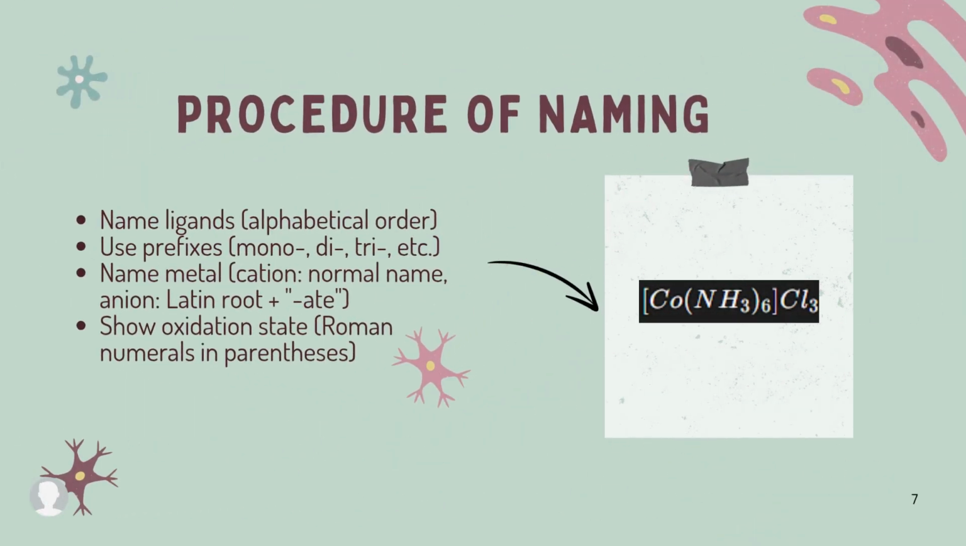When naming a coordination compound, follow the standard sequence. First, name all ligands in alphabetical order regardless of their charge or quantity. Next, add prefixes to indicate how many of each ligand are present, like mono, di, tri, tetra, and so on. Then, name the metal atom. If the complex ion is a cation, use the normal name of the metal. If the complex ion is an anion, change the metal name to its Latin root if applicable and add the suffix "-ate". Always include the oxidation state of the metal in Roman numerals inside parentheses, placed immediately after the metal name.